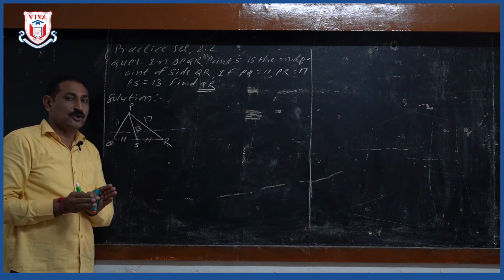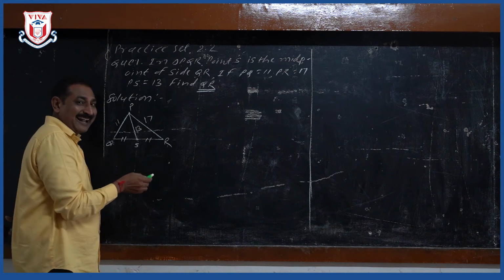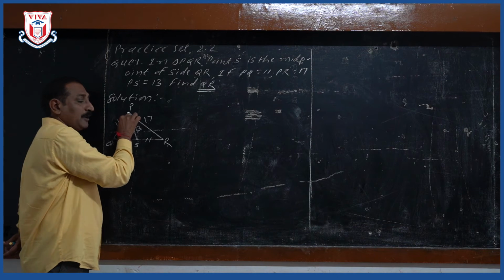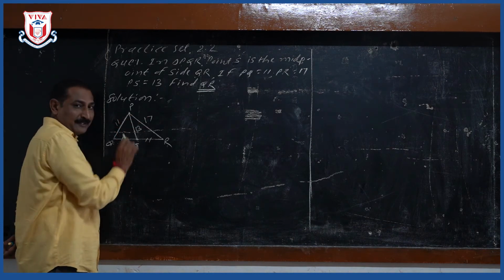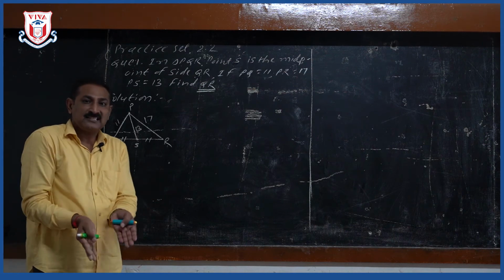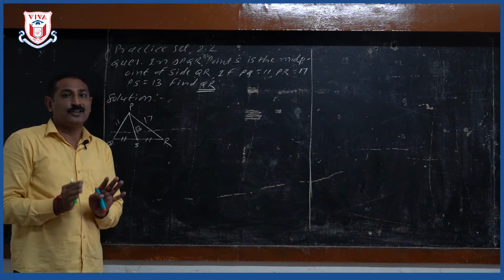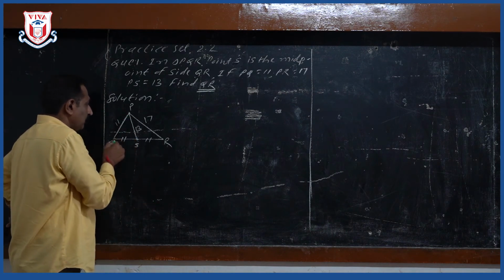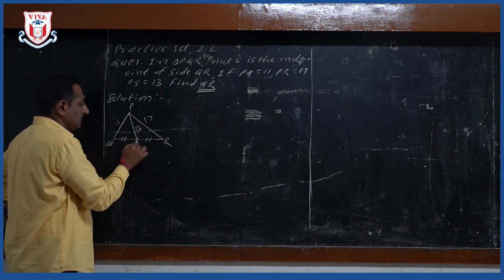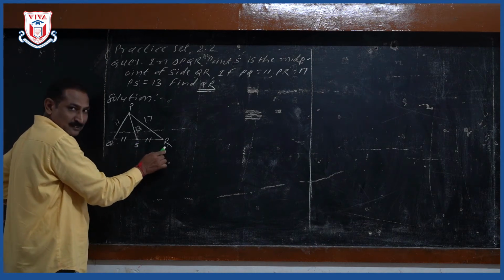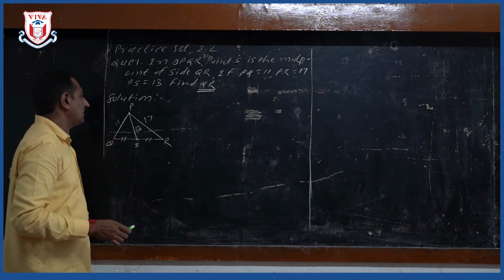What is the definition of median? In a triangle, the line segment joining the vertex and the midpoint of the opposite side is called a median. When the median is given in a triangle, then you use the Apollonius theorem. Here PQ, PR and PS are given, so you can easily find QR. First you find QS or SR, then you find QR.